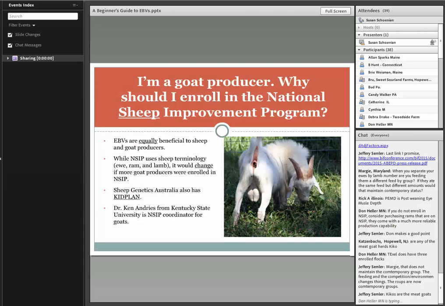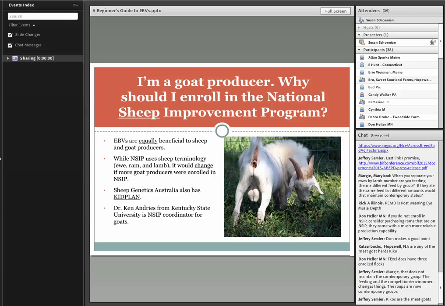Okay, you're a goat producer. Why would you enroll in the National Sheep Improvement Program? This is for sheep. Well, first of all, EBVs are equally beneficial to sheep and goat producers. There's really no difference between raising sheep and goats for wool, for fiber, or for meat. The goat industry can make the EBVs be what they want them to be. If they want a 90-day weaning weight instead of a 60, they can make it work for them. But the concepts are the same, the benefits are the same.